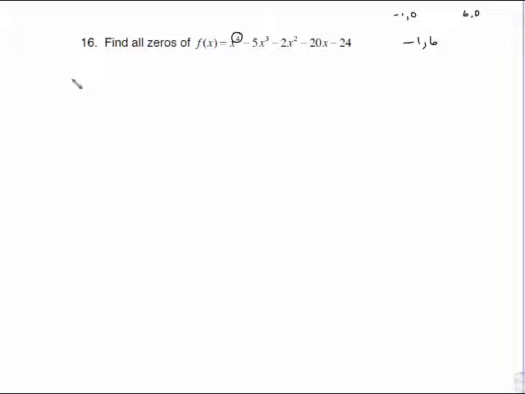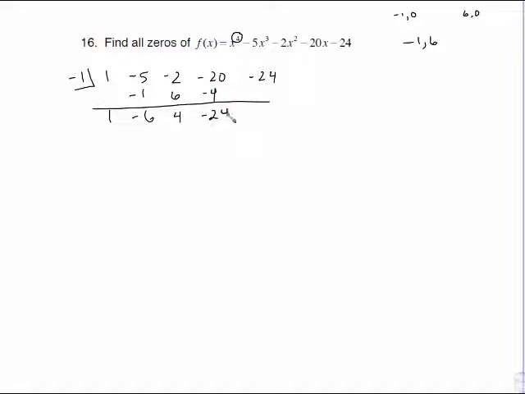So we're going to do synthetic division with -1 and these coefficients, checking, of course, to see if you need a placeholder, which we do not. Bring the 1 down. -1 times 1 is -1, adding get -6. -1 times -6 is +6, adding get 4. -1 times 4 is -4, which gives us -24. -1 times -24 is +24, which gives us 0, which verifies that -1 truly is a 0.